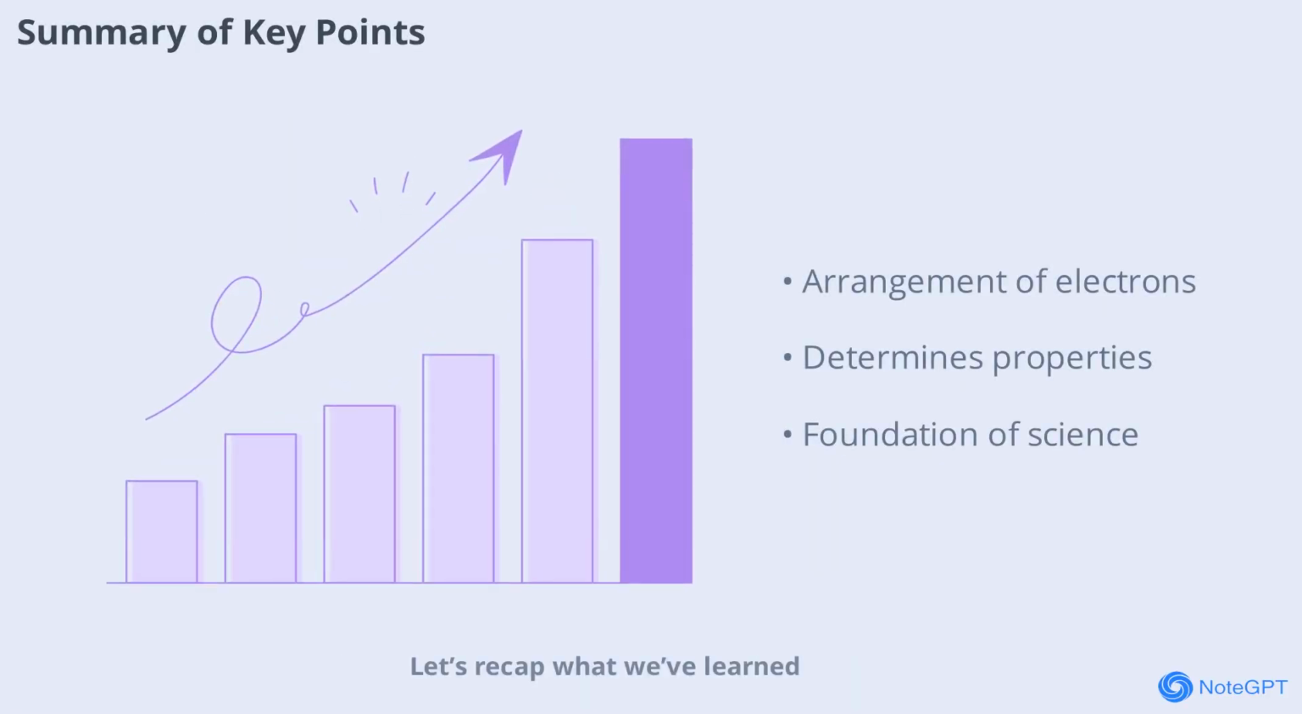Let's recap what we've learned. Electronic configuration describes how electrons are arranged in atoms following specific rules and principles. This arrangement determines an element's chemical and physical properties, influences trends in the periodic table, and underpins much of modern science. Mastery of this topic opens doors to deeper understanding in chemistry, physics, and beyond.